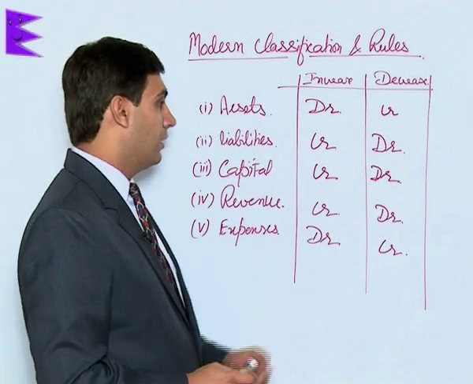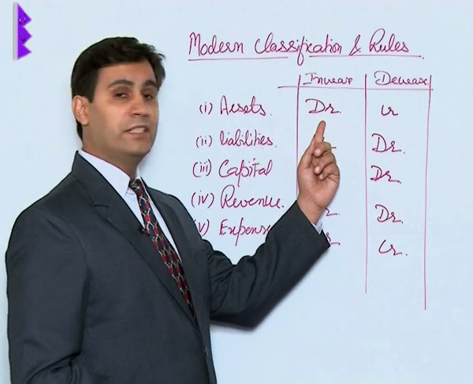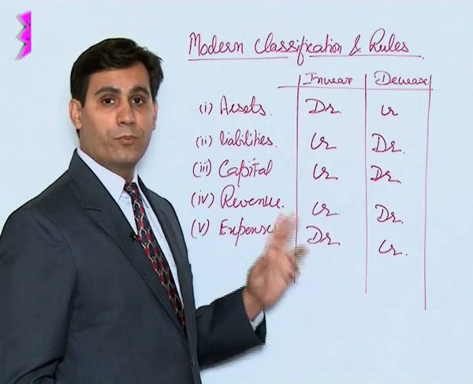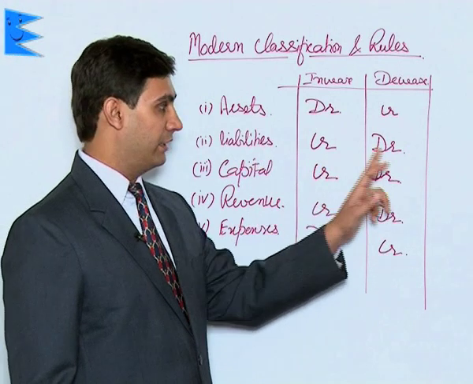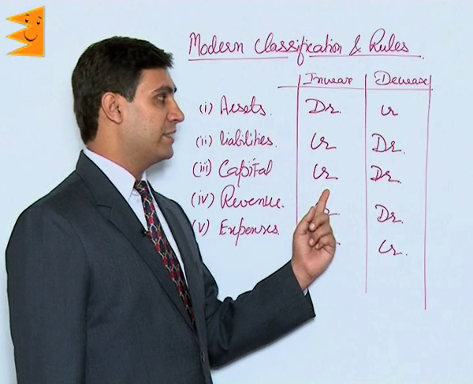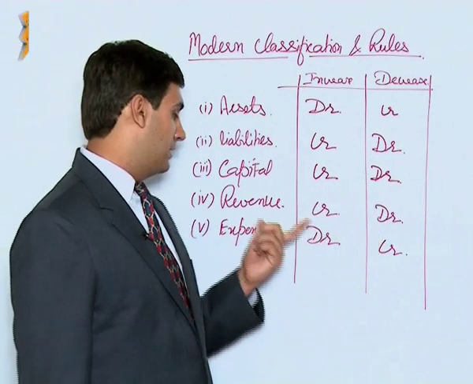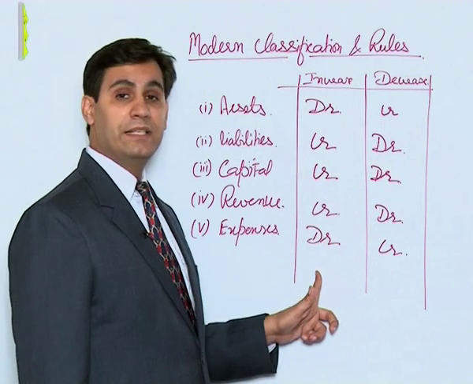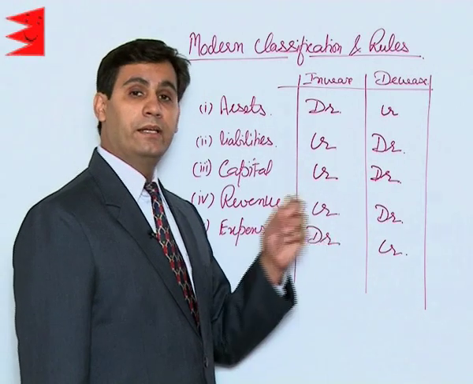So now the rules are, for assets, any increase should be debited, decrease should be credited. For liabilities, it is the opposite, increase should be credited, decrease should be debited. For capital, increase credited and decrease debited. The same thing holds for revenue, but for expenses it is debit the increase and credit the decrease.